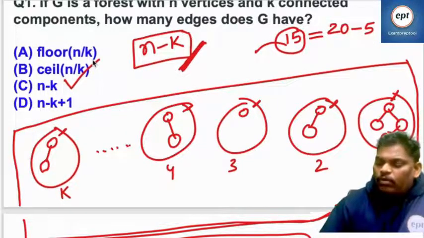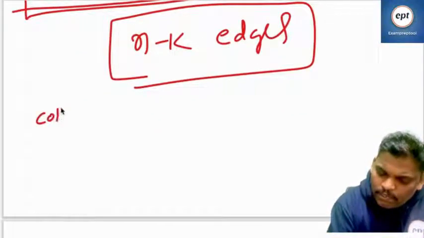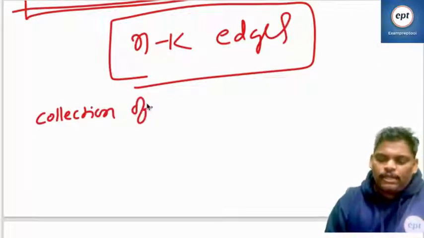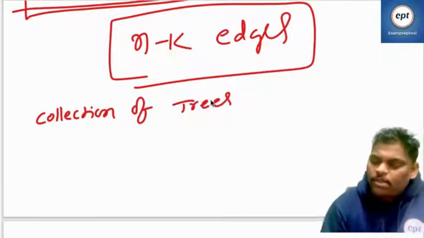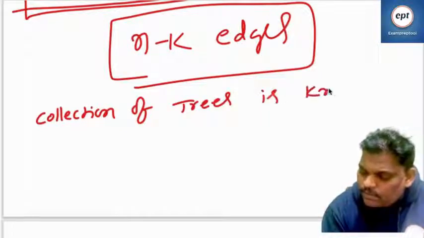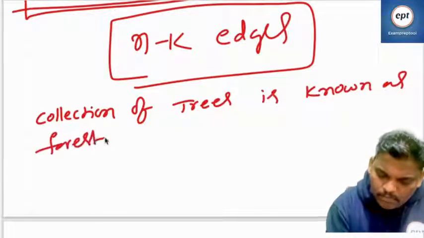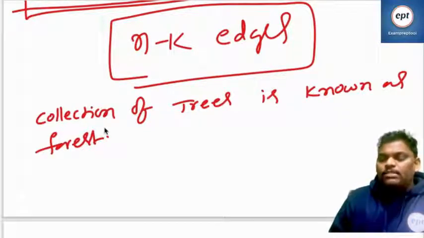You have to understand only one thing, right? Collection of trees is known as forest. So forest is a disconnected graph where more than one tree is available. I am repeating once again. Forest is a disconnected graph where more than one tree is there.